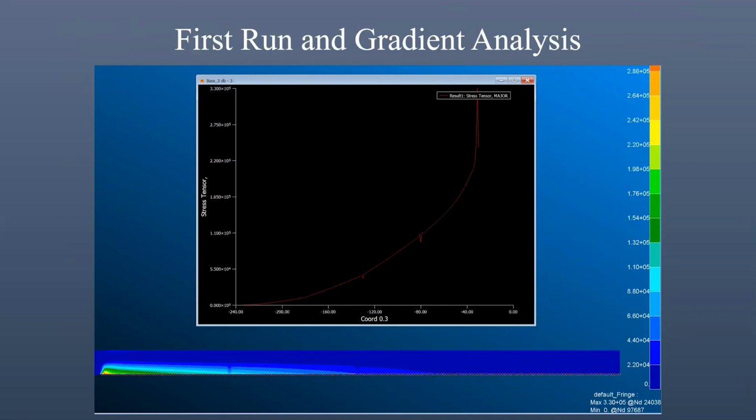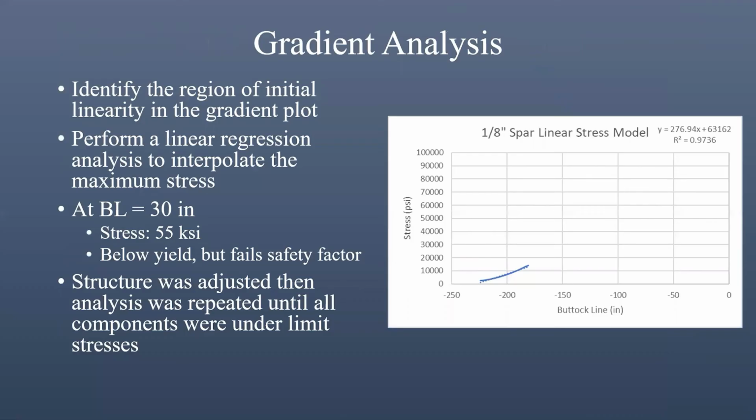In order to account for this artifact and compute the actual maximum stress at the wing root, the first step is to identify the region of initial linearity in the gradient plot. Then the next step is to perform a linear regression of this region and interpolate to calculate the maximum stress. In this case, at buttock line 30, which represents the wing root, the calculated stress is 55 KSI. This is below yield stress, however, but fails the safety factor.